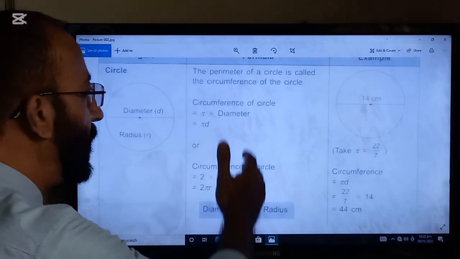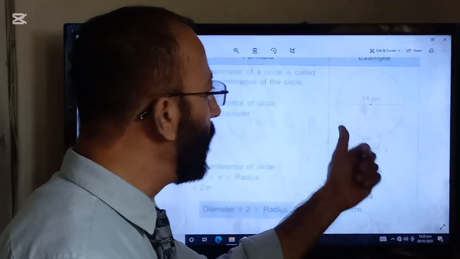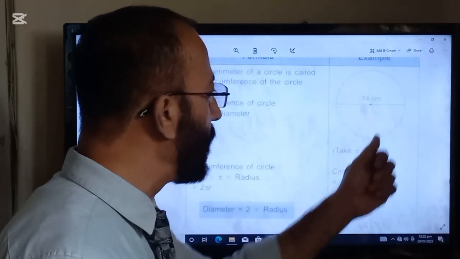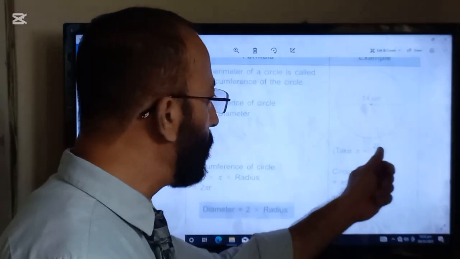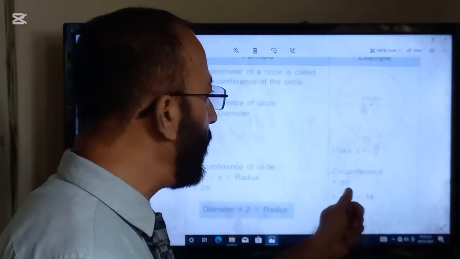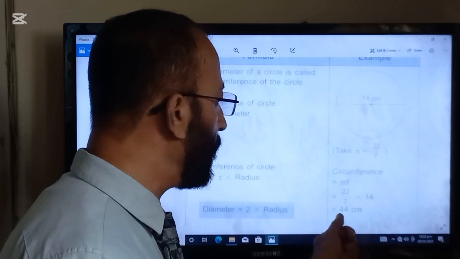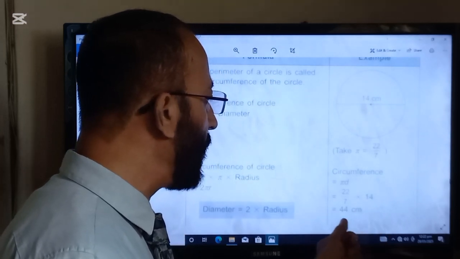Now we will explain these things through an example. Here is a circle that is having a diameter of 14 centimeter. Take pi is equal to 22 by 7. Circumference formula is pi d. Here is the d. So pi into 14. Solve it on the calculator, you will get the answer.